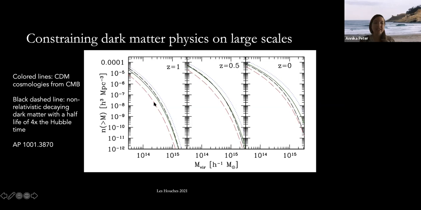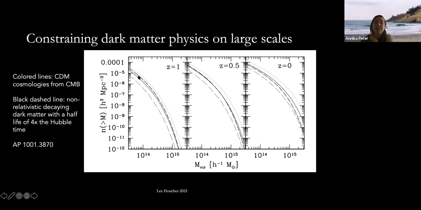So it's basically, at the time I wrote this paper, these would be WMAP cosmologies in color. And then this black line shows the abundance of halos as a function of mass for a decaying dark matter cosmology. So assuming that dark matter is unstable instead of stable.